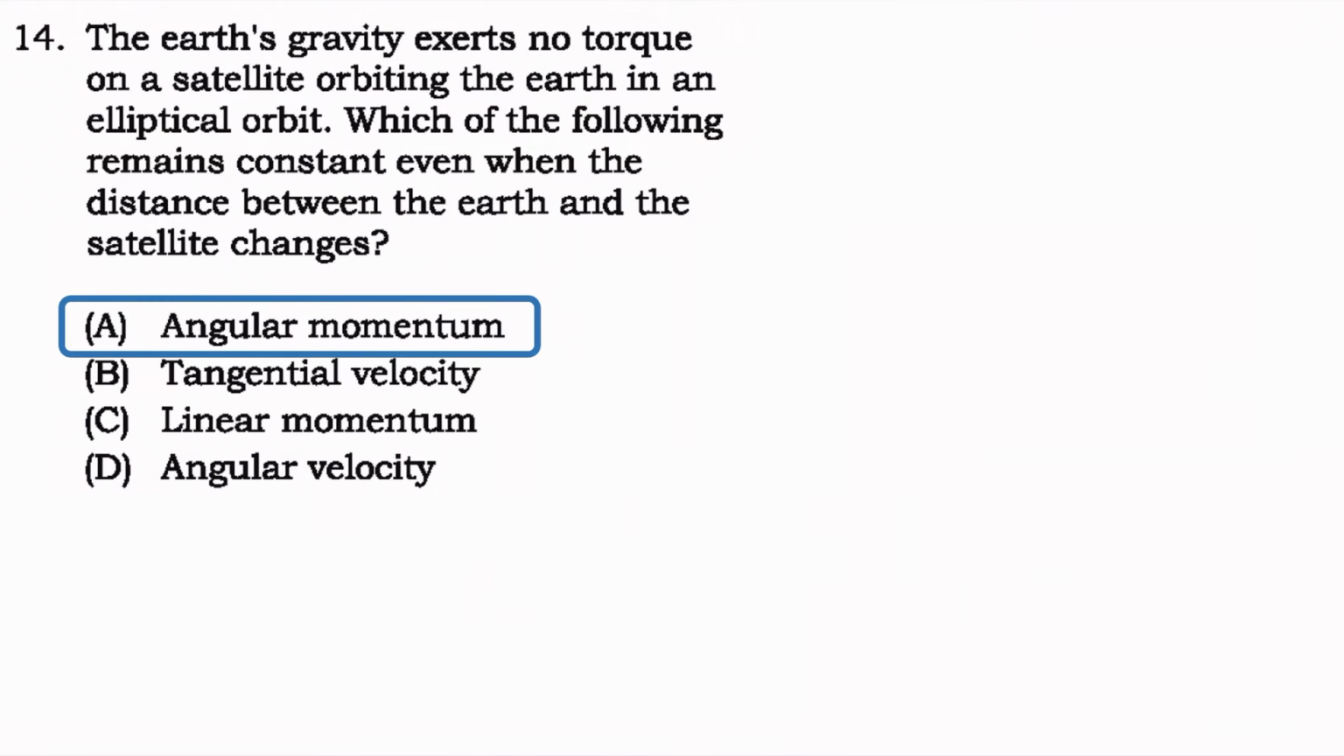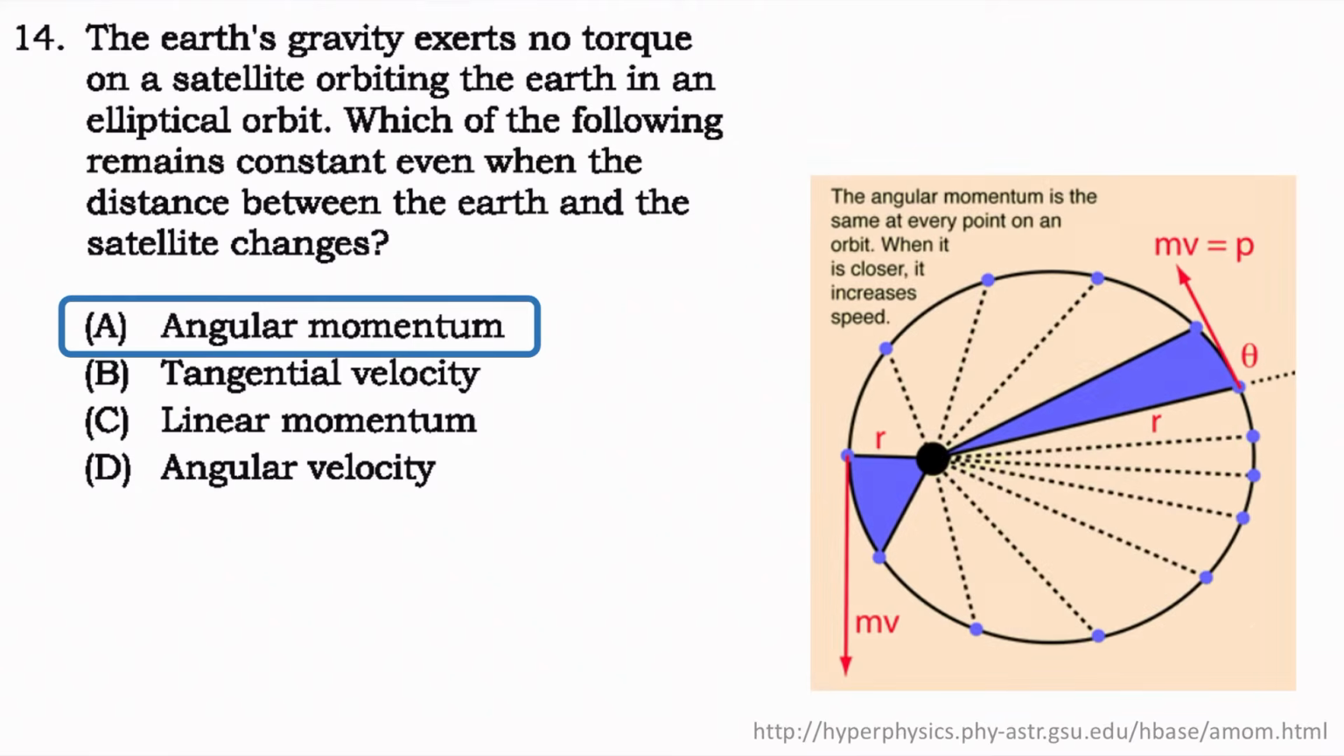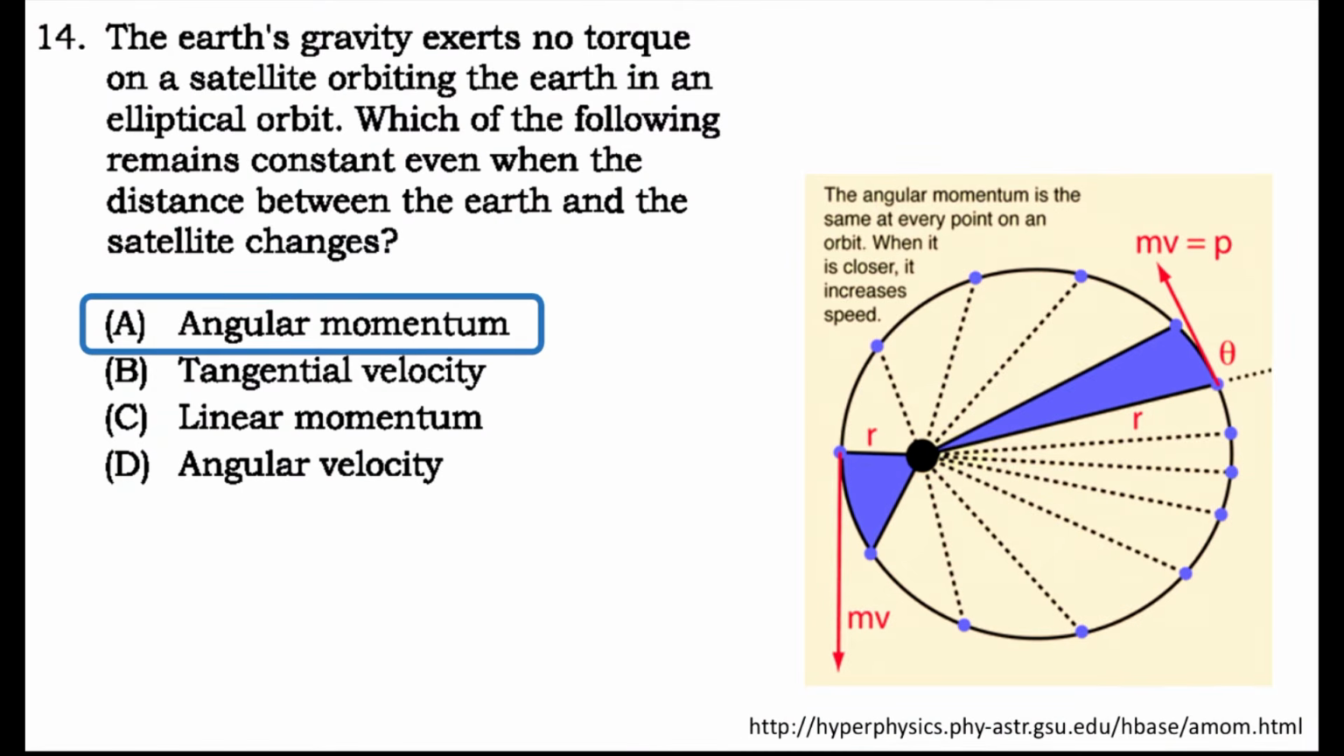So, meron akong nakitang diagram. Sabi dito, the angular momentum is the same at every point on an orbit. When it is closer, it increases speed. So, yung nagbabago lang yung speed. Kapag maliit yung distance or mas closer dun sa orbit, tataas yung speed niya. Kaya magiging same pa rin sila nung momentum nung satellite na mas malayo sa Earth.